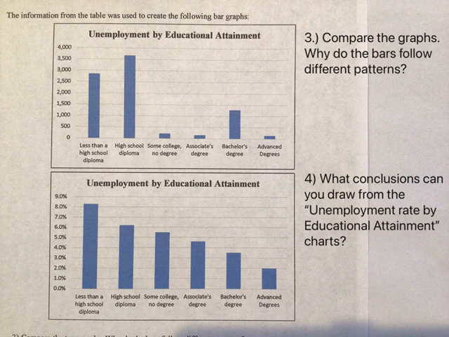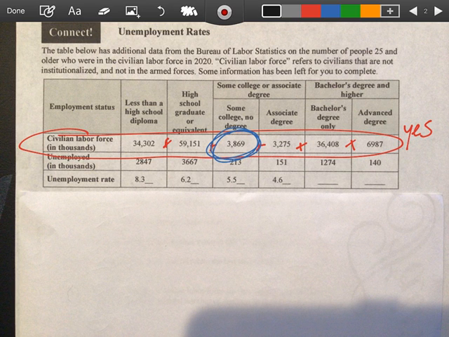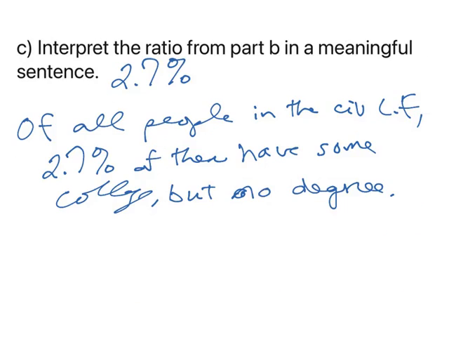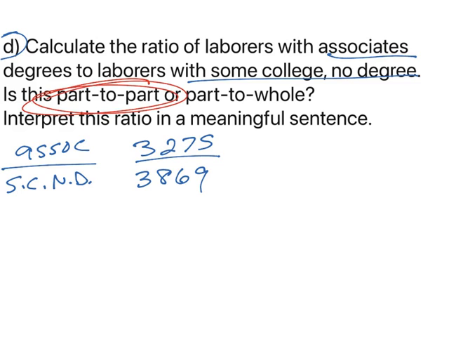All right, well, we know, wrong way, my bad. Let's come back to our table. We know some college, no degree is 3869, associate's is 3275. So associate's, 3275. Some college, no degree, 3869. There's our ratio. Is this part to part or part to whole? Well, it's part to part because each one of these is part of the civilian labor force.